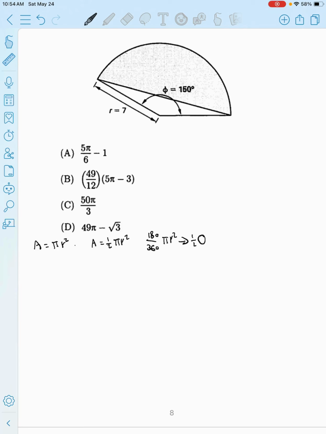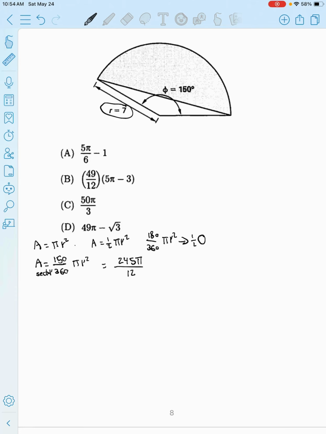In this problem I want you to have the same mentality. When it gives you 150 degrees, the area is simply 150 over 360 times pi r squared, and that is the area of the sector. With r equals 7, you will get the area of the sector as 245 pi over 12.